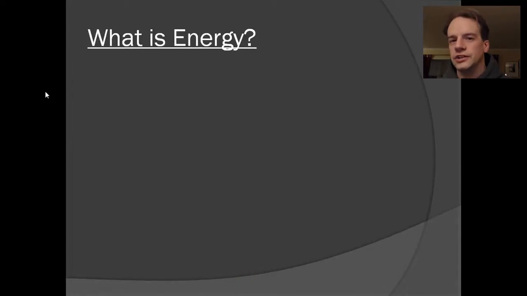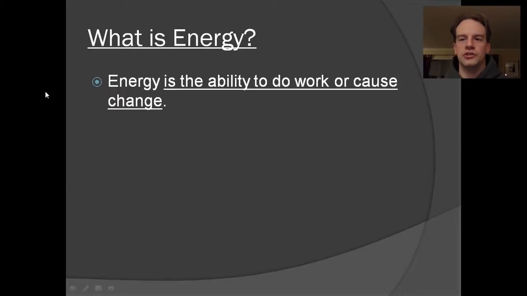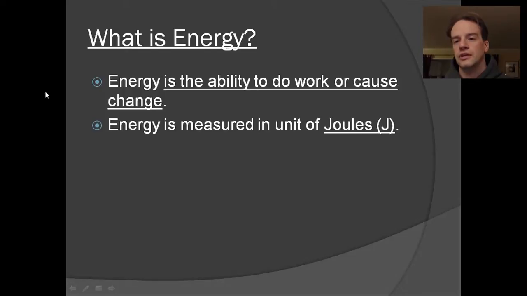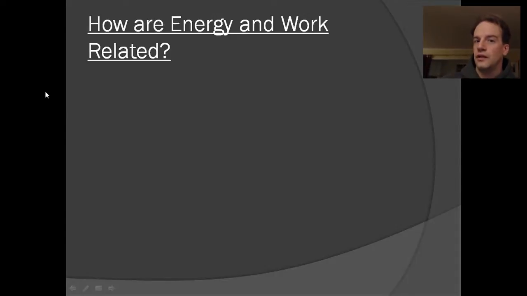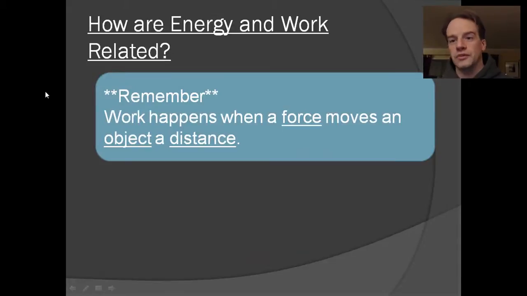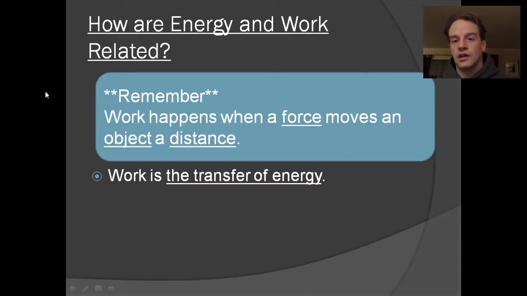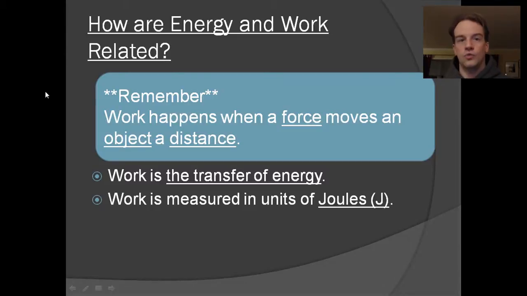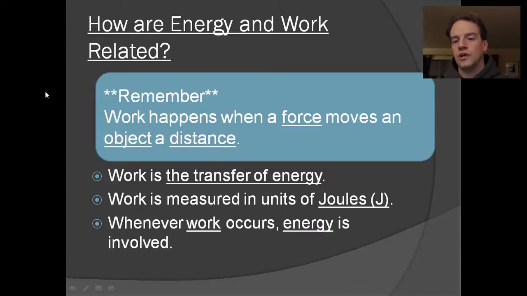But what exactly is energy? Well, energy is the ability to do work or cause change. Energy is measured in the units of joules. You might already have guessed that energy and work are related. Now remember, work happens when a force moves an object a distance. And work is the transfer of energy. And work is also measured in units of joules. And whenever work occurs, energy is involved.